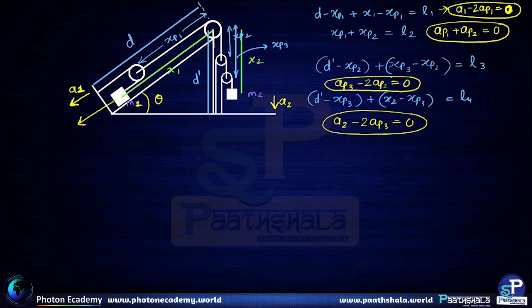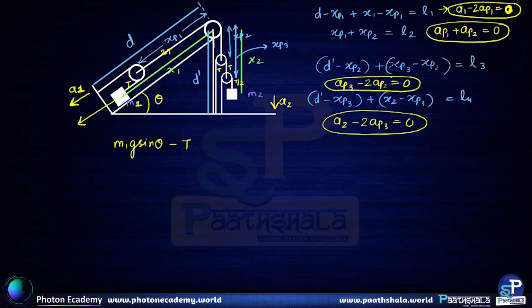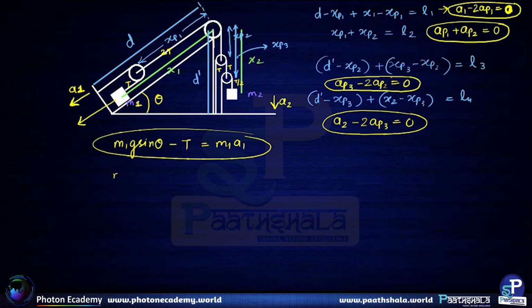So we can write down M1g sine theta minus T. T happens to be the tension in this string. So in this string it happens to be 2T, and then this is rigidly connected over here. It passes over the pulley, so here we'll get T, and then in this we'll get T by 2. So M1g sine theta minus T is equal to M1 A1. And for M2 we may write down M2g minus T by 2 is equal to M2 A2.